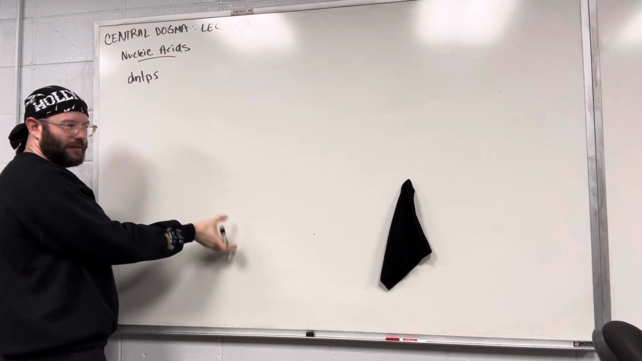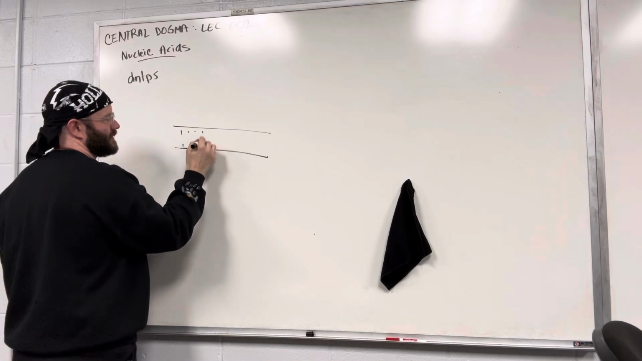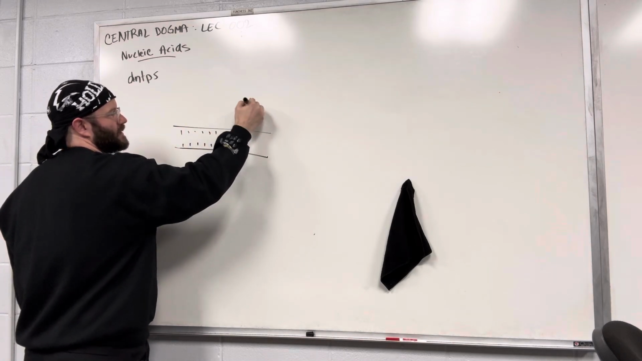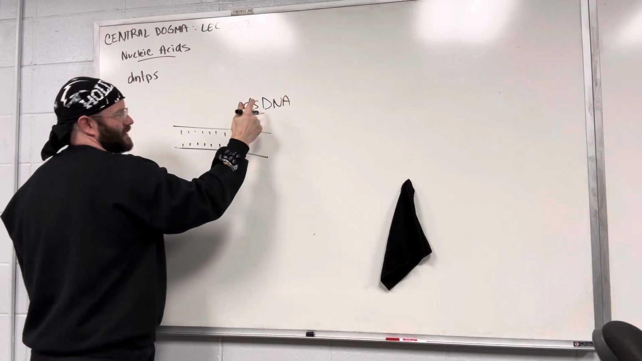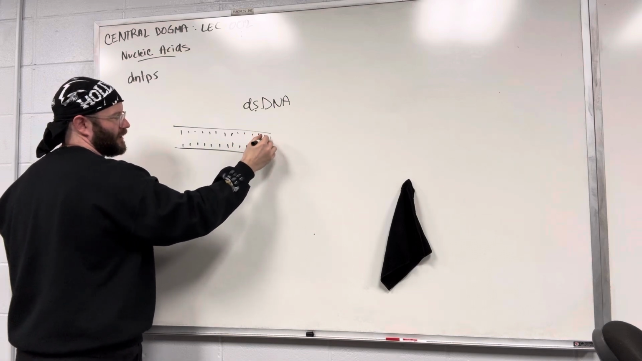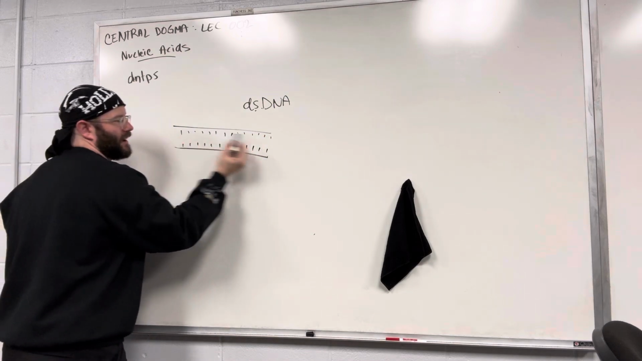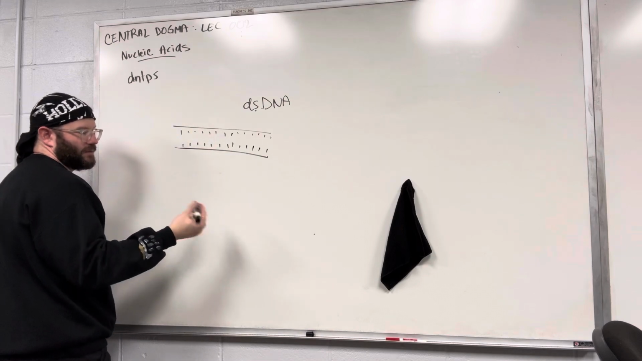So the bases come together and pair in what's called the double helix. So DNA is double-stranded. So if you see dsDNA, that means double-stranded. The bases are binding to each other. This is one phosphate backbone. This is another phosphate backbone. How do the bases come together? Which binds with what?